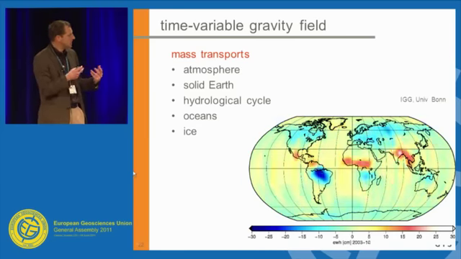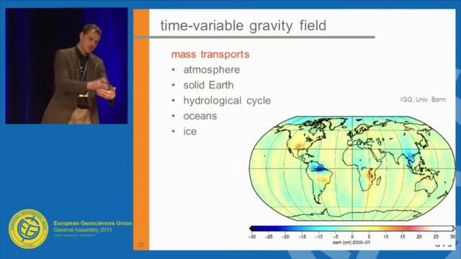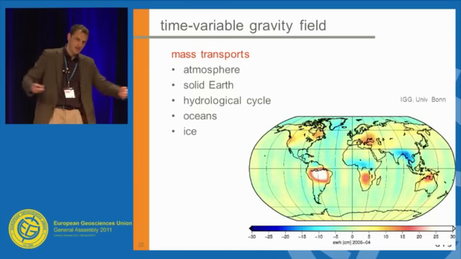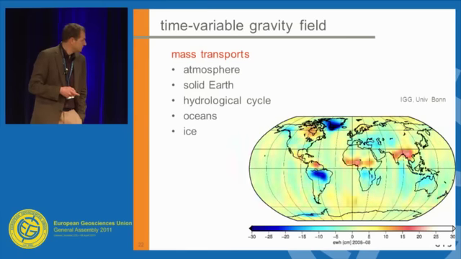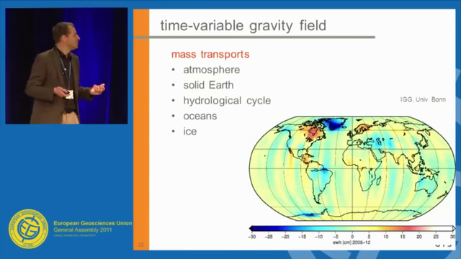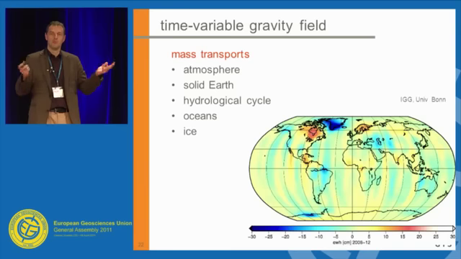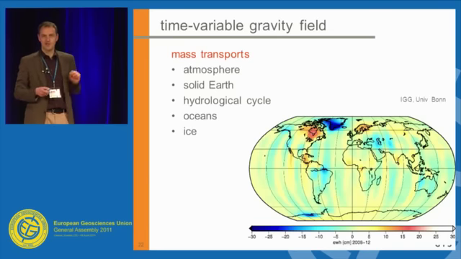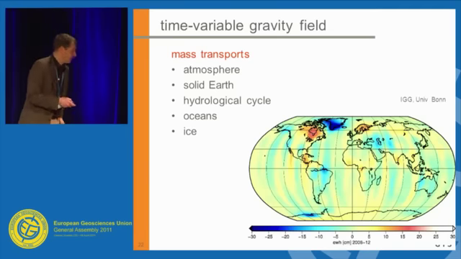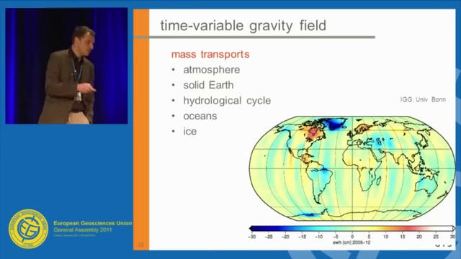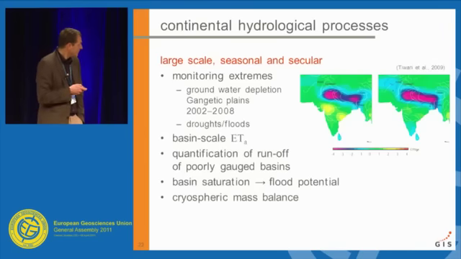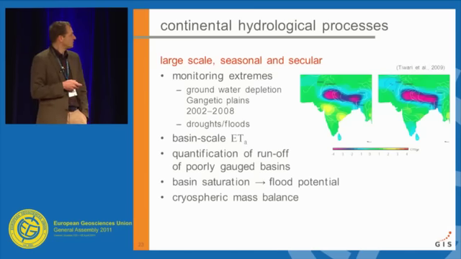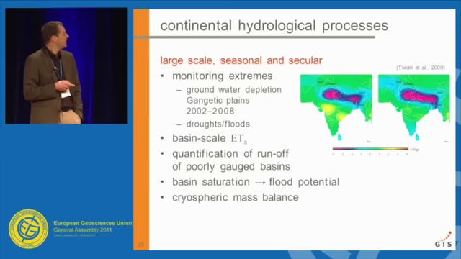In this animation, you see monthly solutions. Every month, such a solution is produced, a gravity field is produced. You put it as a long time series over a couple of years, and that is, to the interpretation of a geologist, that should be mainly hydrological signal plus noise, I must say. You see a lot of noisy things going on. And that's something we really have to work on for current data, but also if we think of future missions. But in general, GRACE has demonstrated that it can monitor large-scale hydrological processes, seasonal scale especially, and secular.